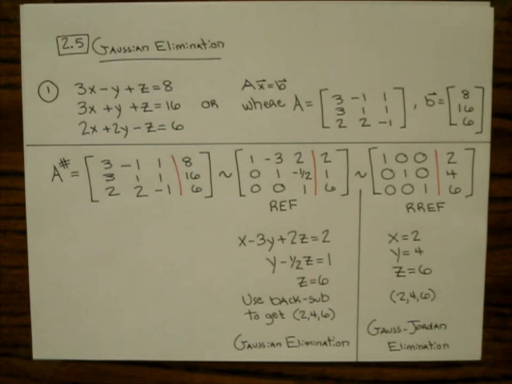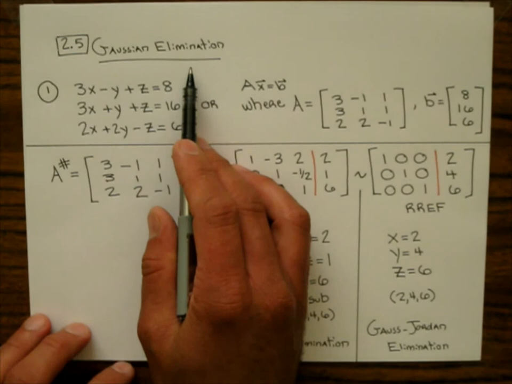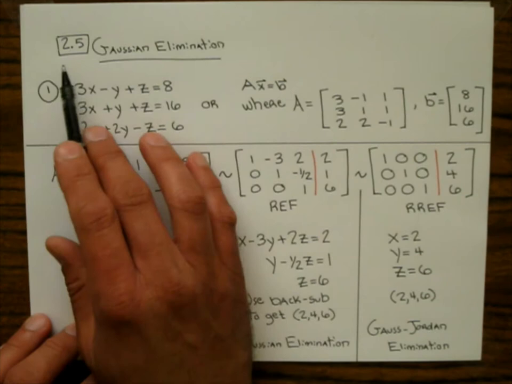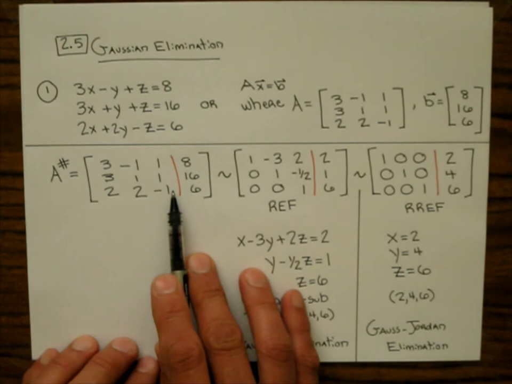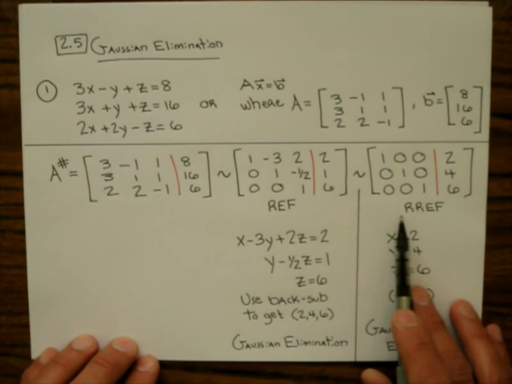Today we're going to cover Gaussian elimination. And we actually already covered Gaussian elimination, or just a little bit of it, in 2.4. In fact, in 2.4, we did this very example where we were given this matrix here. We reduced it to row echelon form, and then we reduced it to reduced row echelon form. So let's see what we're going to be doing in 2.5.